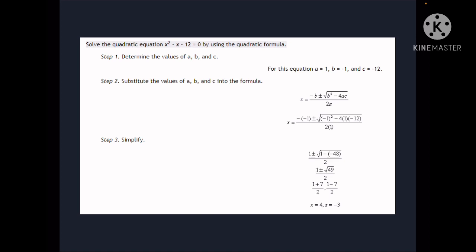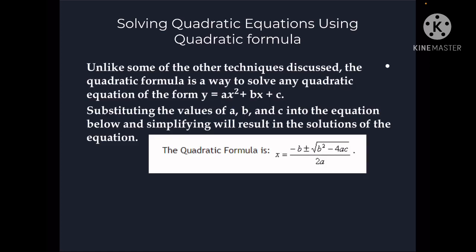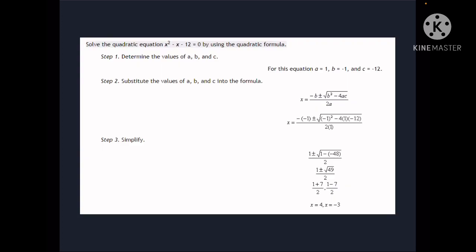Here is an example illustrating how we can solve this quadratic equation, which is x to the power of 2 minus x minus 12 equals 0, using the quadratic formula. First, we need to find out the values of a, b, and c. What is the value of a? It is x squared, which means it has a value of 1. What is the value of b? It is negative x, which means it has a value of negative 1. And c is negative 12.